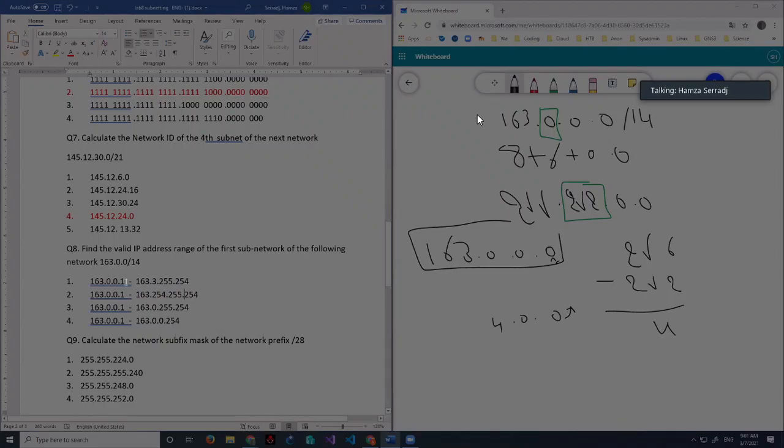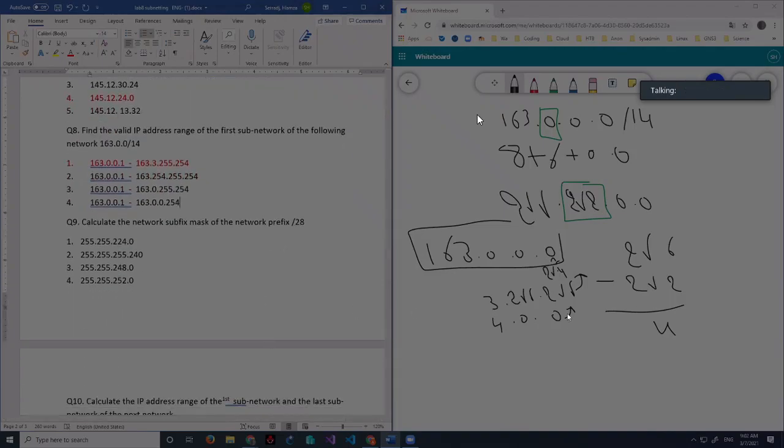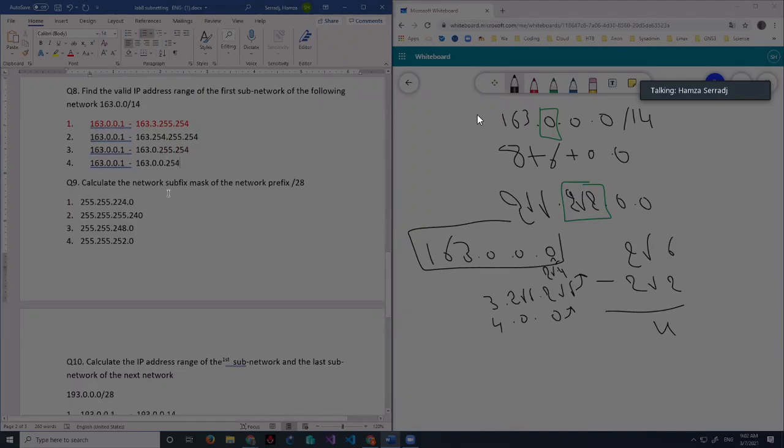Not this one, this one. This is a valid address, but I'm looking for the broadcast. My question was just what is the broadcast address of the first one? So this minus 1 is 3.255.255. So this is my broadcast. Minus 1 again to find the last address gives me 254: 3.255.254. So this is the right range for the first answer. I need to find the broadcast first and then go to the last address.